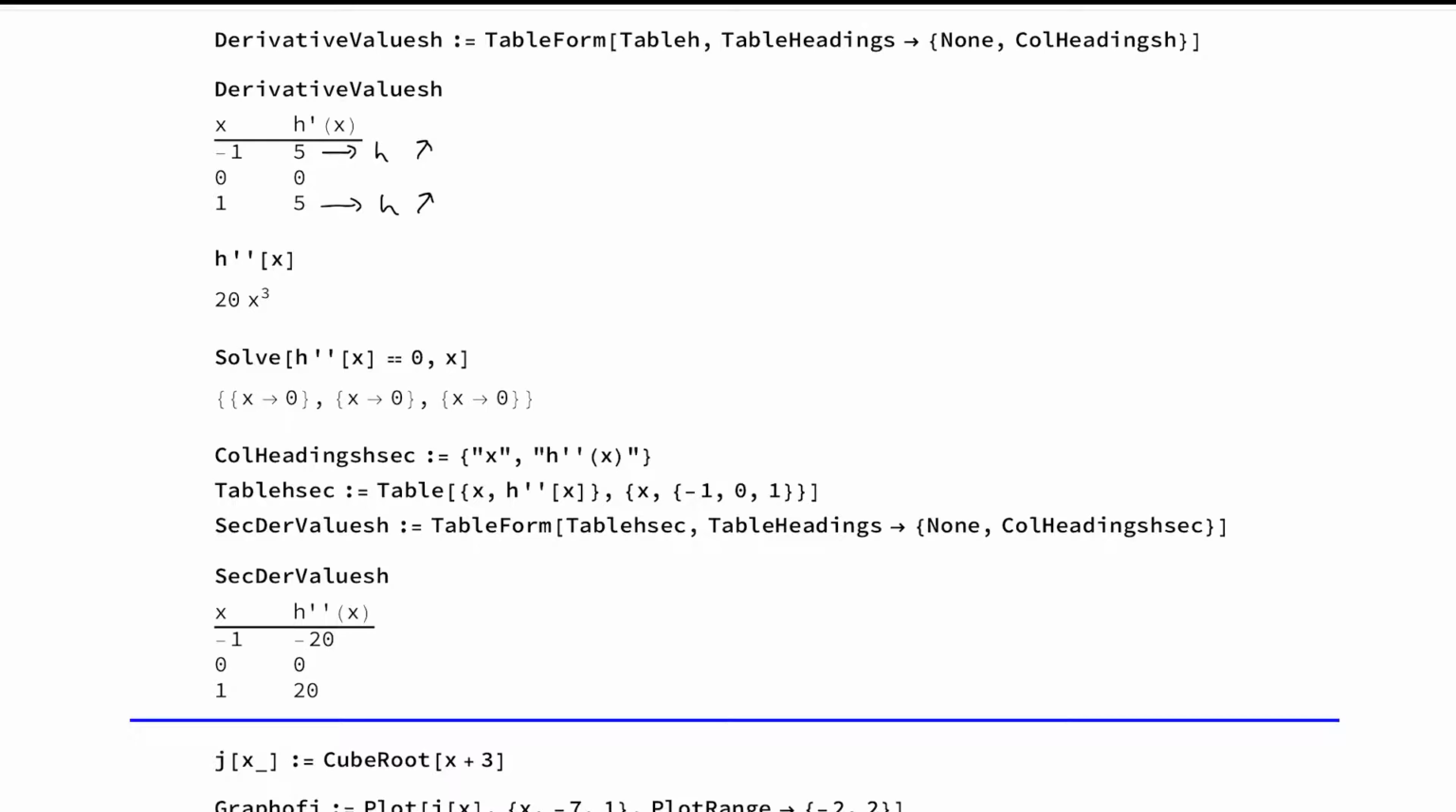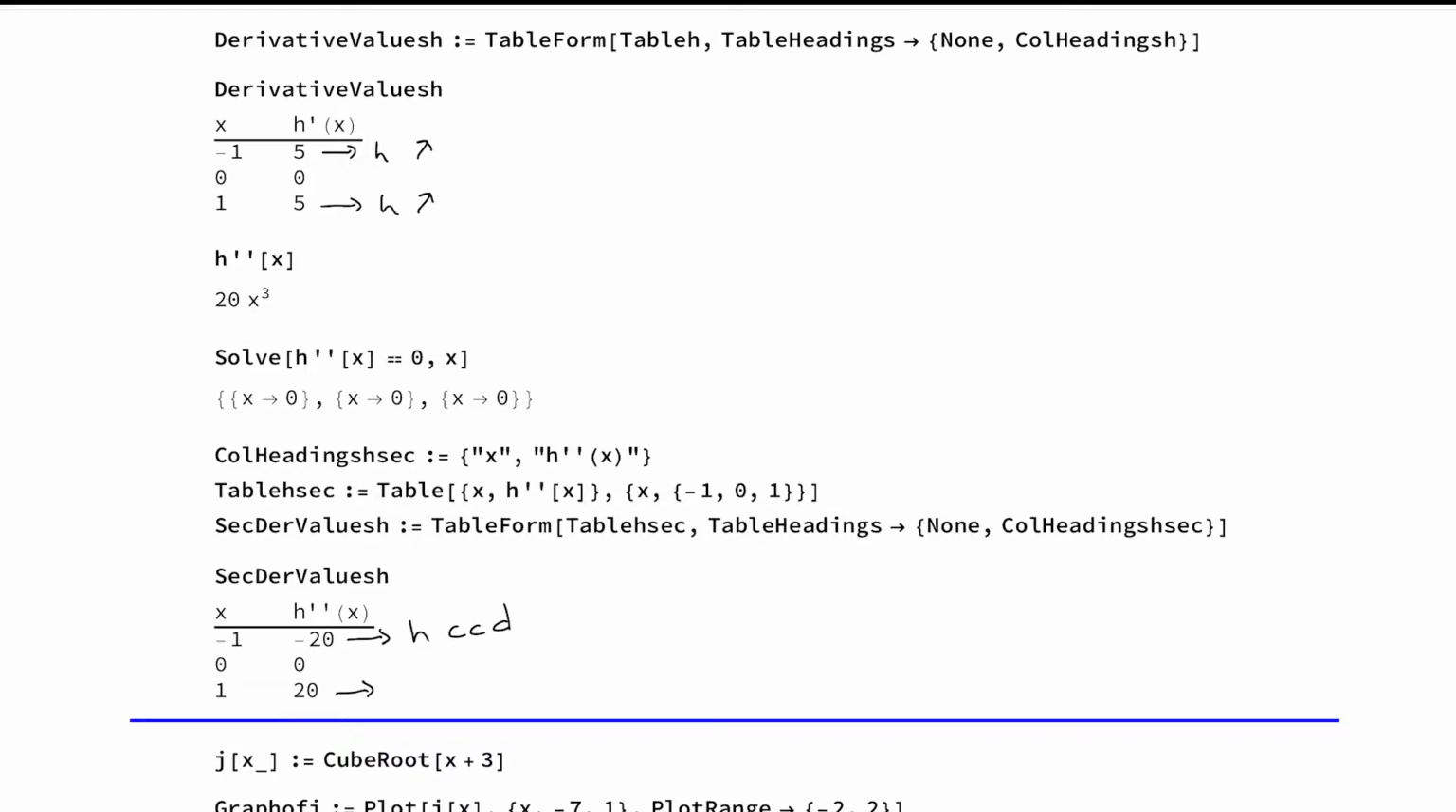So what I see in the table is confirmed in the graph. H is increasing where h prime is positive and has a horizontal tangent line where h prime equals 0. Then I look at the second derivative and I set that to 0, and I have also x equals 0 as a solution, as I did with the first derivative, and it's a triple root.